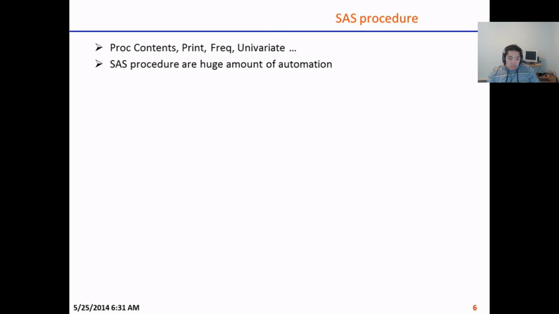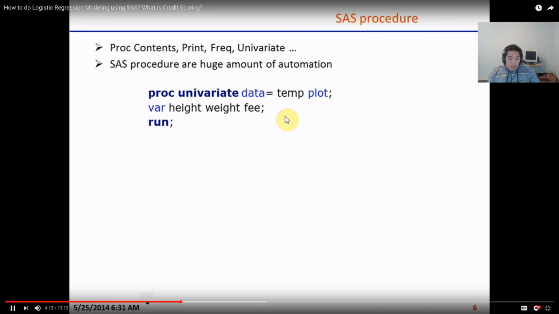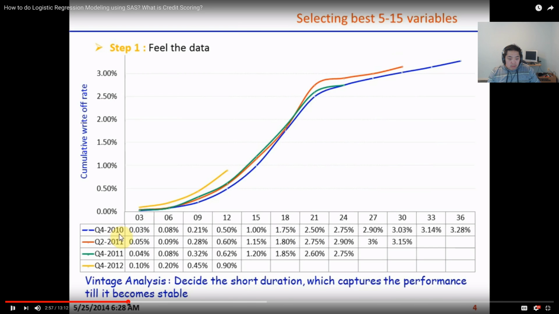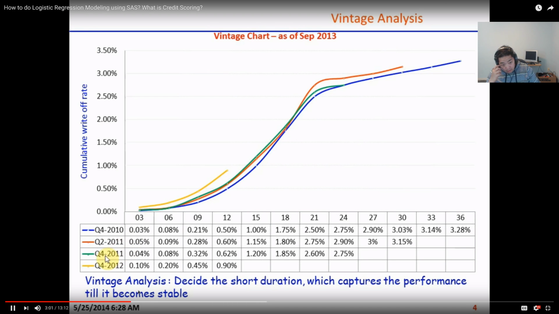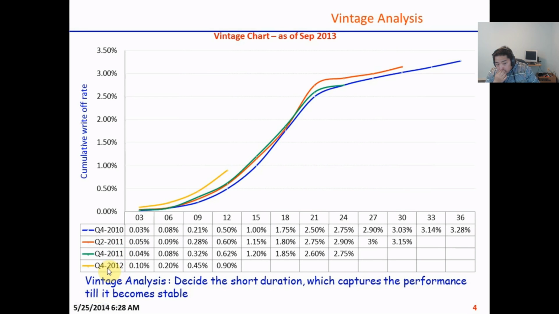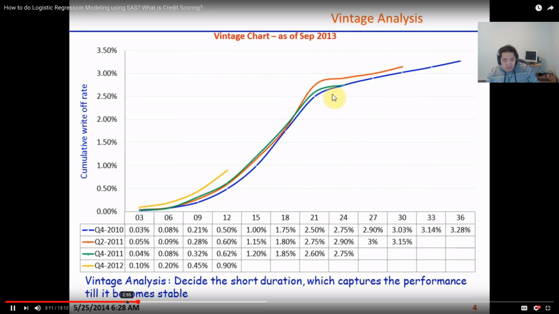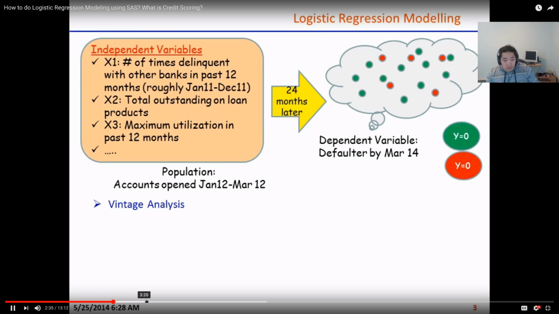For example, if you talk of proc univariate, in this whole thing, he lost me here. Feel of the data, Q2 2011, he lost me until here. What the hell is vintage analysis? I have no idea what vintage analysis does.